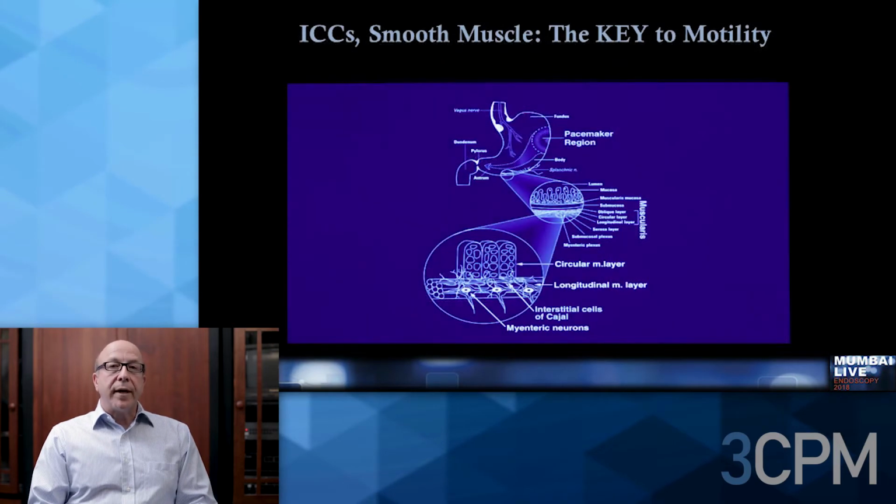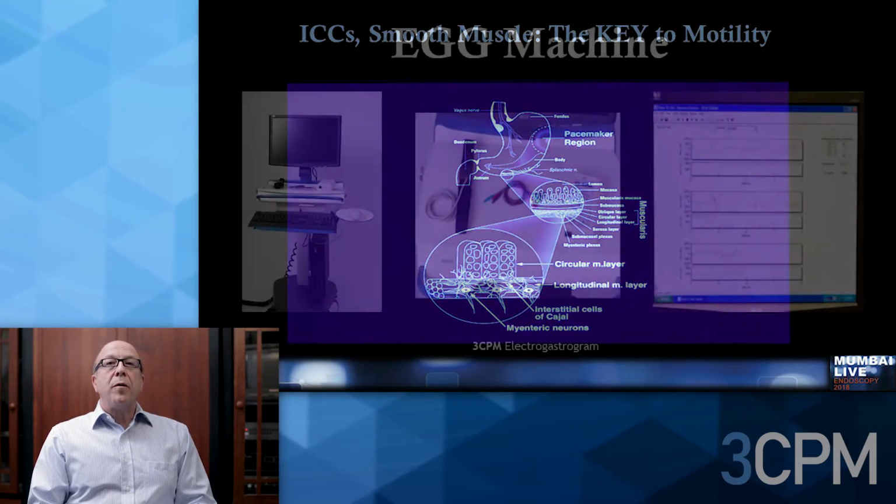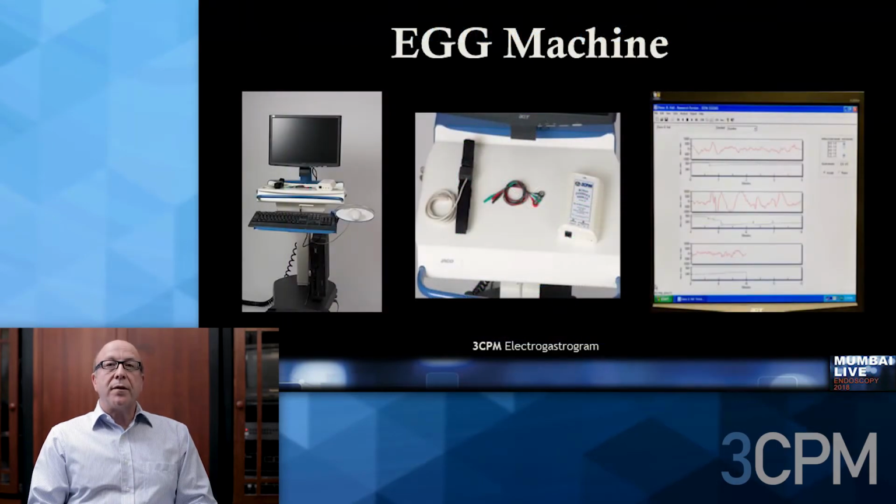The most important thing when we talk about motility is the interstitial cells of Cajal, or for short, the ICCs. These are the interfaces between nerve and muscle cells and the key to motility. So without the electrical conduction system, or the ICCs, being intact, the nerve impulse cannot go from nerve to muscle and result in a contractile wave. We'll measure these things using the electrogastrogram, or the EGG machine.